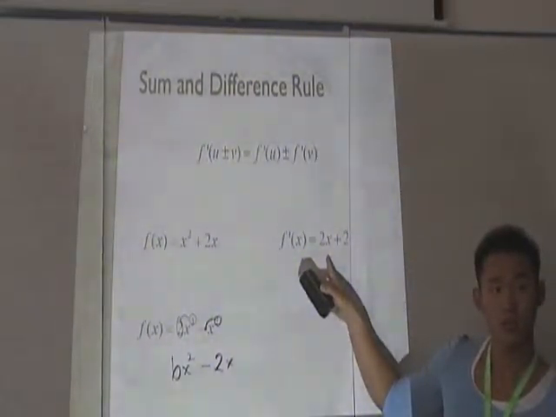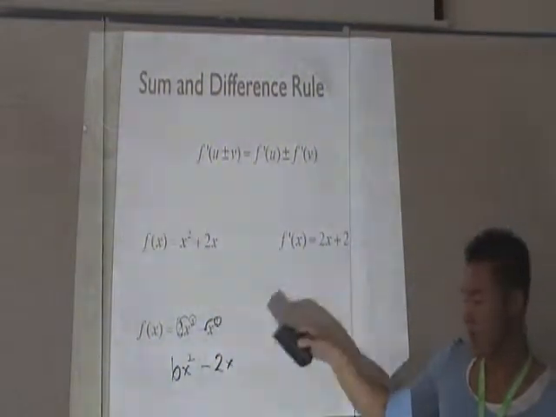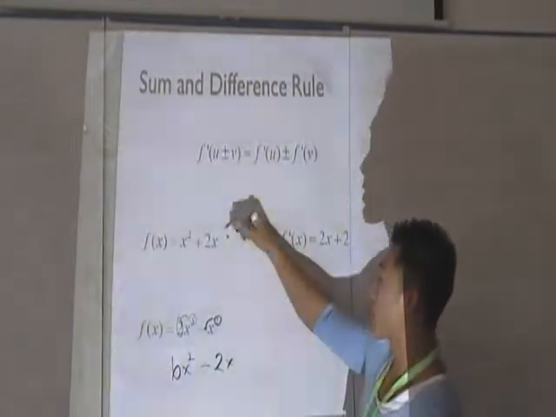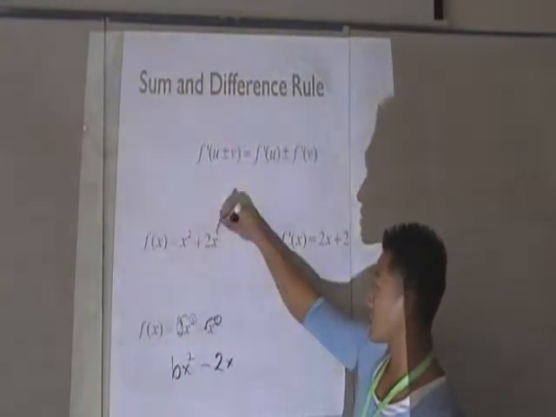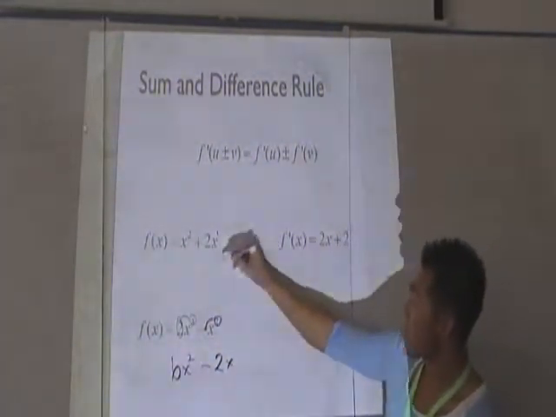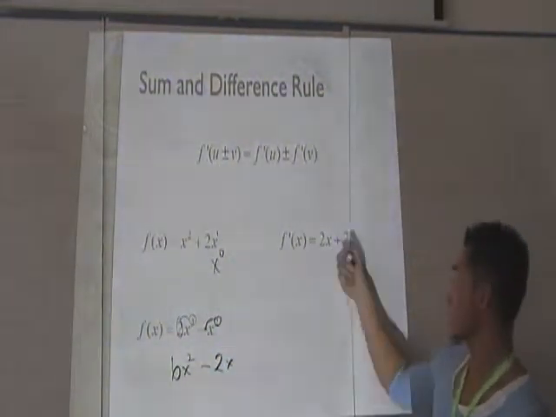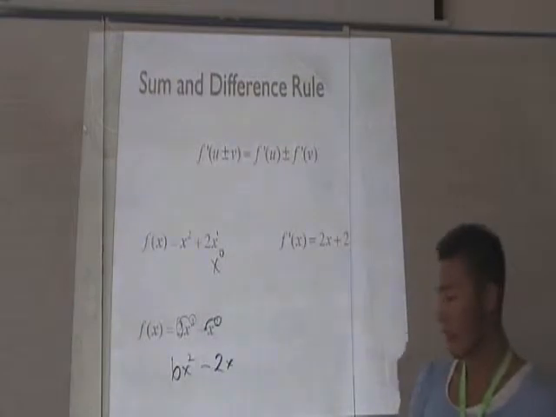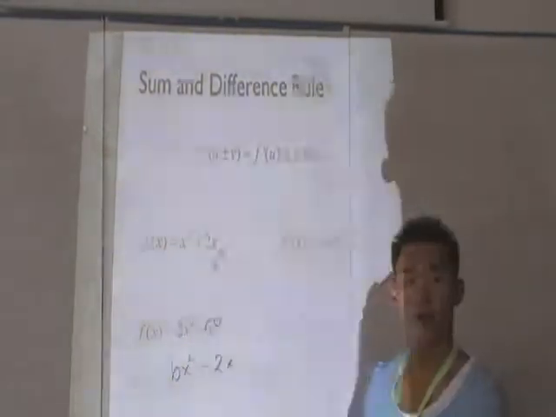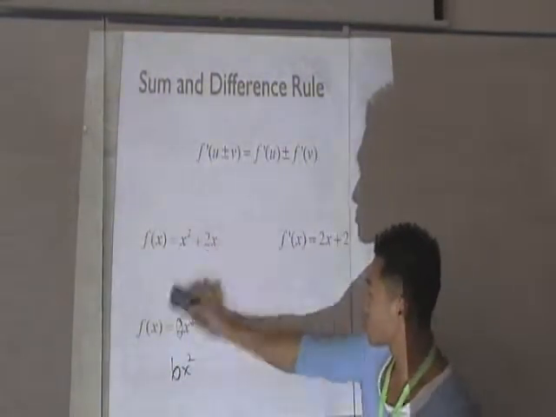2x plus 2. What's the power right now? 1, right? And the 2 times 1 is still 2. But now, this is x to the power of 0, which is 1. So that's why it's not there anymore. Alright, any other questions with this?